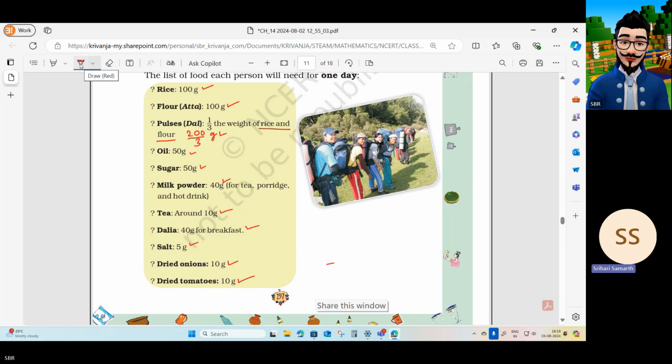So each person will need 100 grams of rice per day. Okay. 100 grams of flour. Then what do you tell me? 100 grams plus 100 grams. That is what I'm asking you. 100 grams plus 100 grams plus. What? Okay, let's see. One minute, I'll tell you.